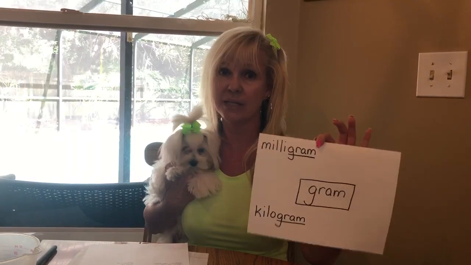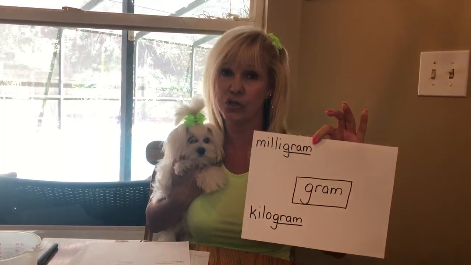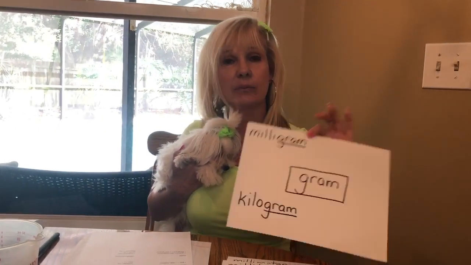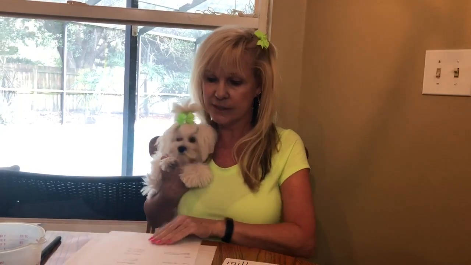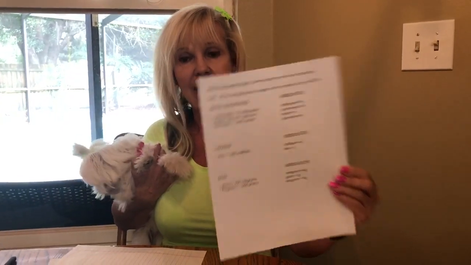Now mass is constant. Mass doesn't change because mass is the amount of matter in an object, and it's measured using grams. So we can add those same prefixes to make them larger or smaller. Now before we get started with our conversions, please make sure that you print out your metric conversion sheet and have a piece of paper ready or your math spiral ready so that we can practice some conversions. Okay, let's get started.